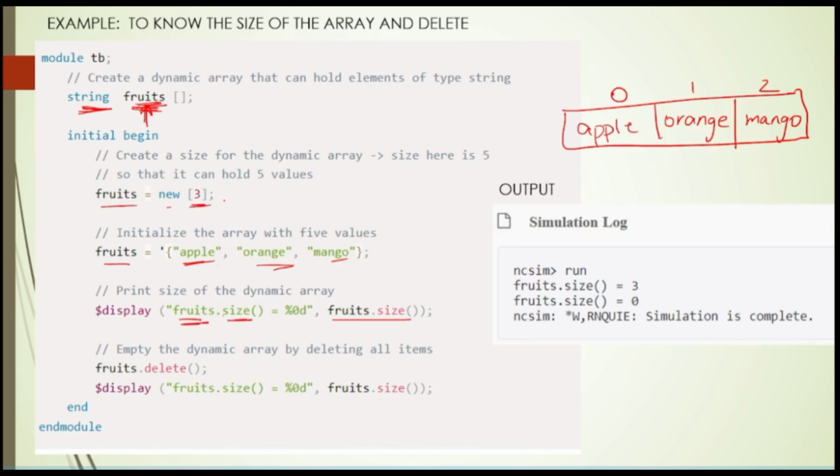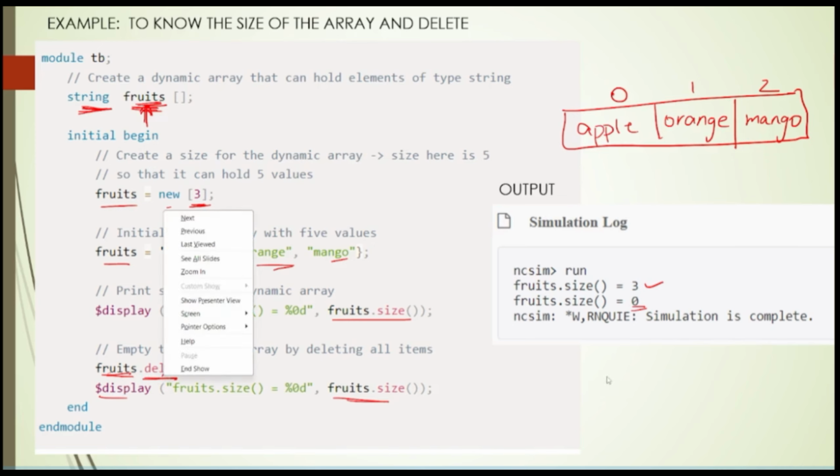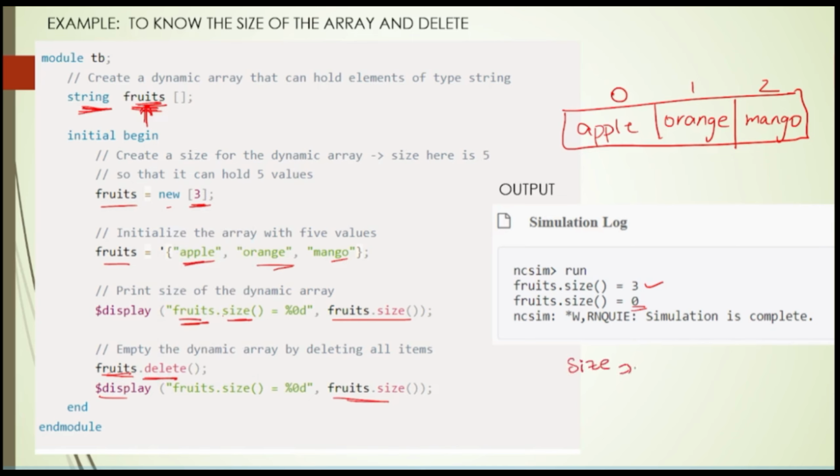If you see, what is the size here? 3. So 3 is given. Clear? Again, in the second, I am displaying fruits dot size, but why is the value 0? Because I have called the function fruits dot delete. In this dynamic array, you have some methods: in order to know the size, you will be giving array dot size. In order to know the size of the array, you will be using this method, array dot size. And in order to delete the array, you will be using the array dot delete method.